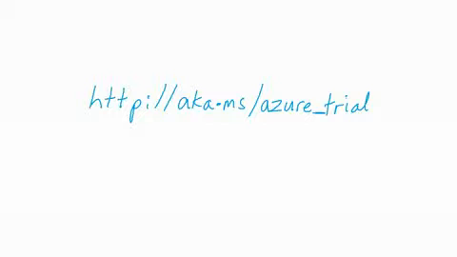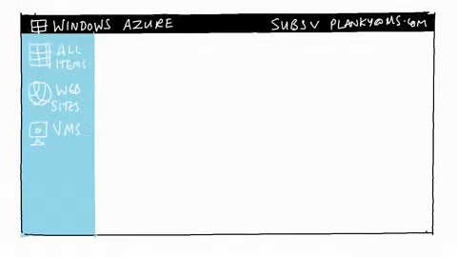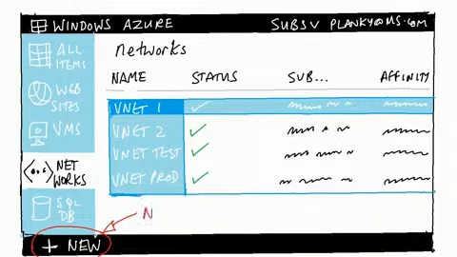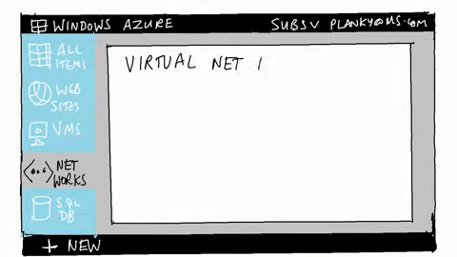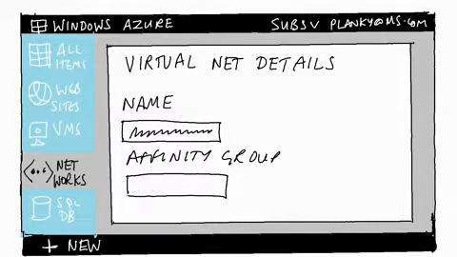2. Log on to the Windows Azure portal and create a virtual network. Now, this is a network that's private to you. It's isolated from other customers' environments, and if you need to, you can also connect it to your on-premises network if you have a VPN device.